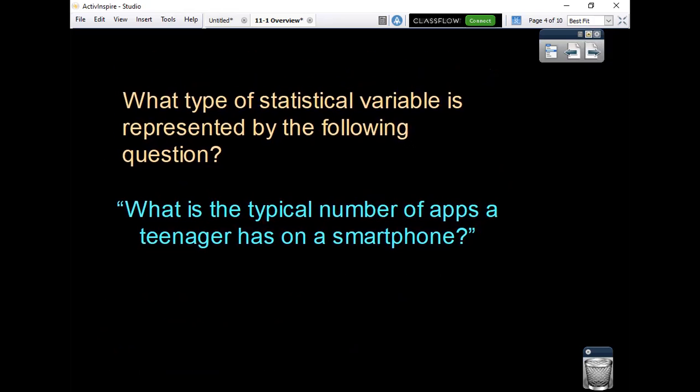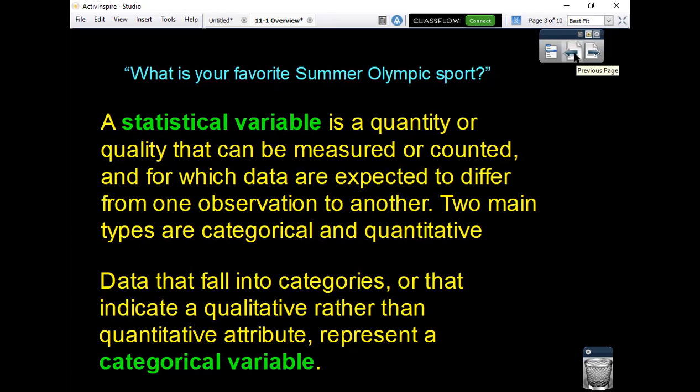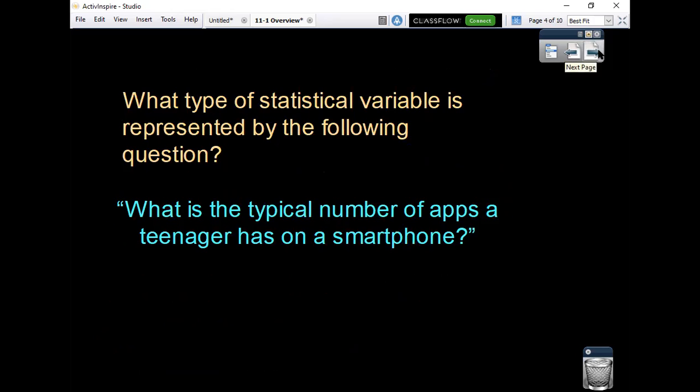All right. How about what type of statistical variable is represented in the following? What is the typical number of apps a teenager has on a smartphone? Is that answered by a word that's not a number, or is it answered by numbers? In this case, that would be answered by numbers. So if we look back here again, that's as opposed to when you're answering it with a quality. So this is answering it with a quantity, a number of items. Okay, so that's going to be a numerical type of variable.